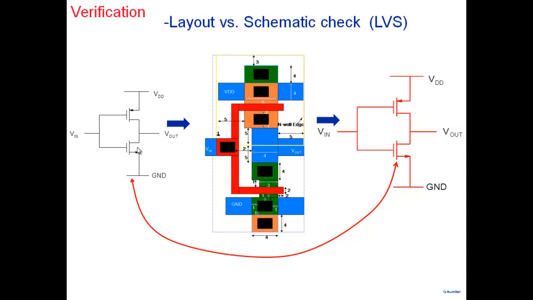So a correspondence is done between the two schematics here, and it is checked whether the two schematics match or not. If they match, then we have confidence that we have faithfully translated this particular schematic into this particular one. So a layout versus schematic check is again something that needs to be done.